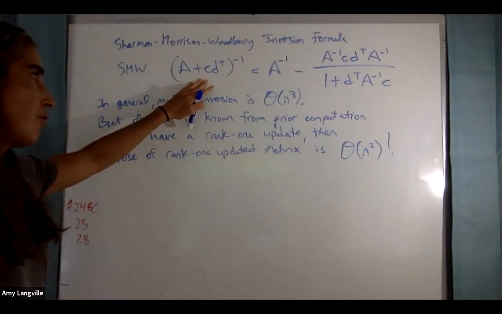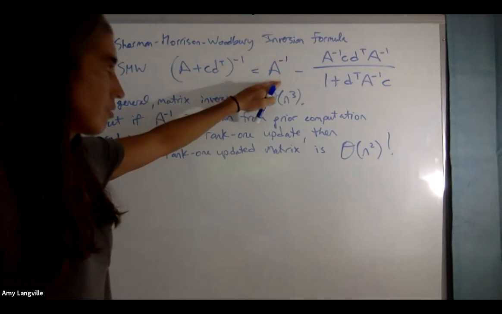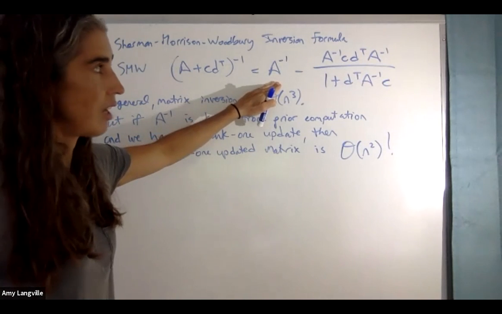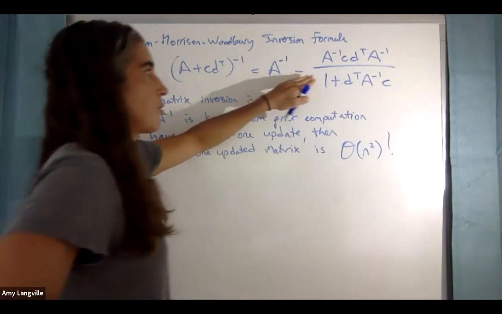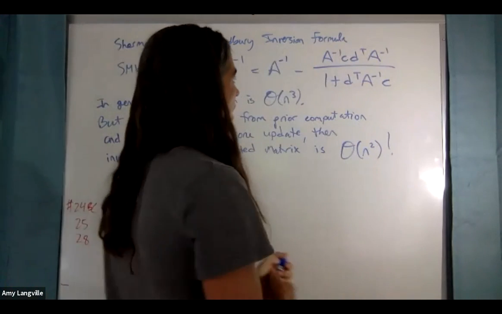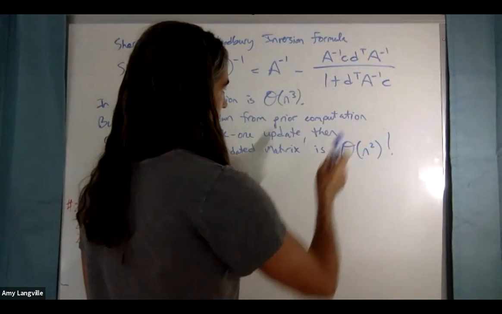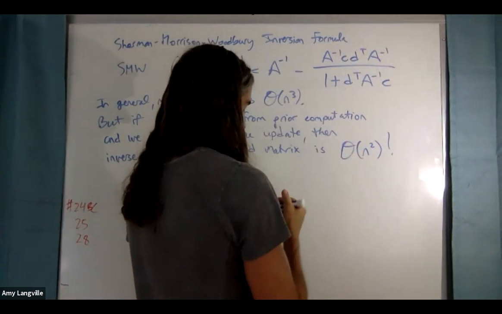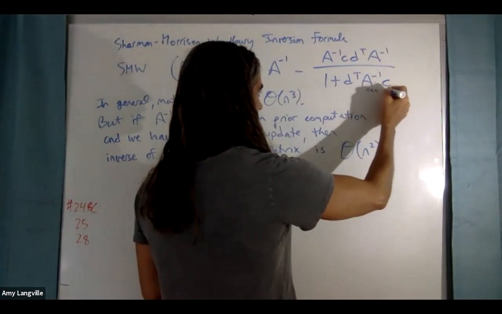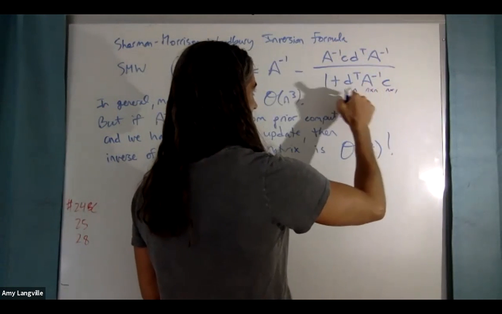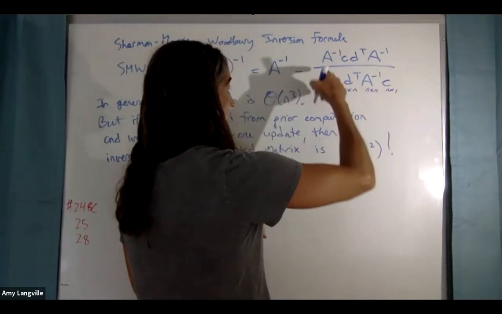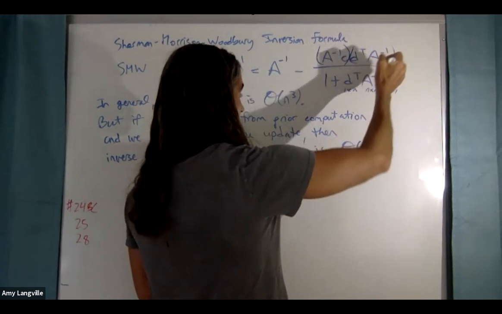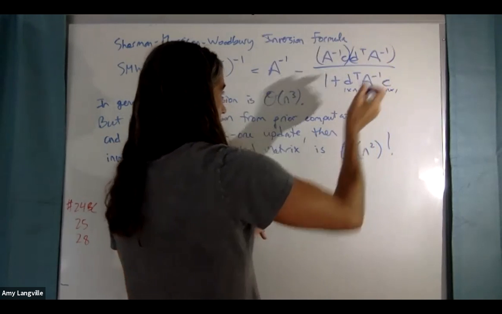if I want to take that inverse, it actually can be written as the inverse of B, so maybe I already had that from prior computation. I can use that savings. And then I'm just going to subtract out this. This looks kind of messy, but the denominator is really just a scalar: 1 plus a 1 by n times n by n times n by 1 product, so a 1 by 1, a scalar. And in the numerator, you can think of this as matrix vector multiplication and vector matrix multiplication, so n squared work over a scalar.